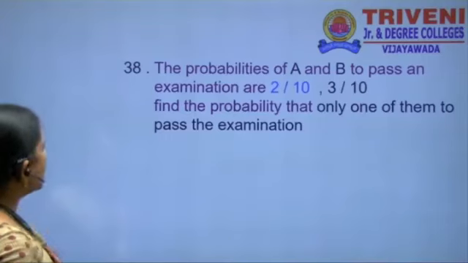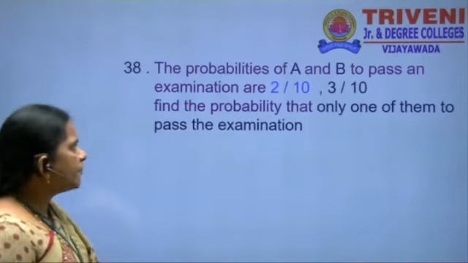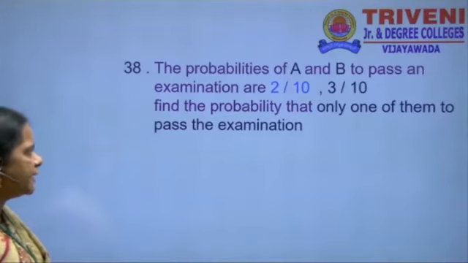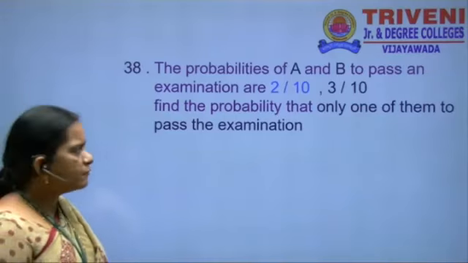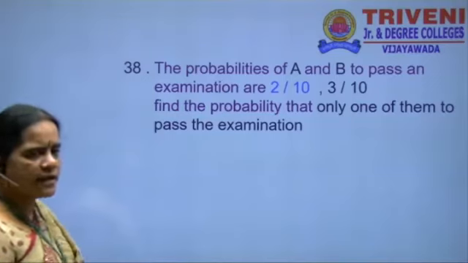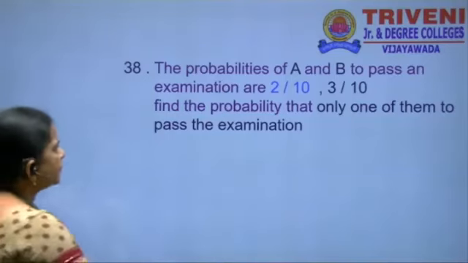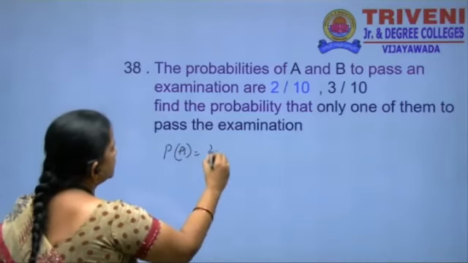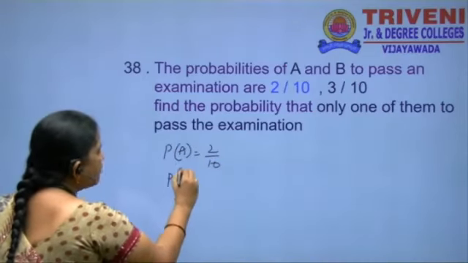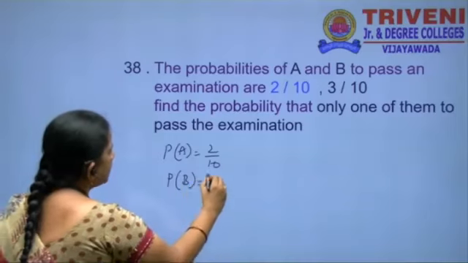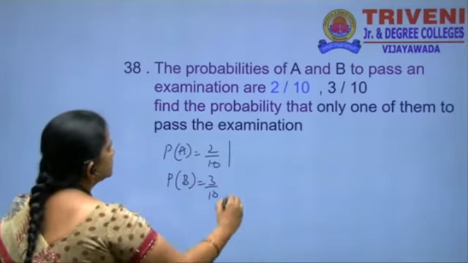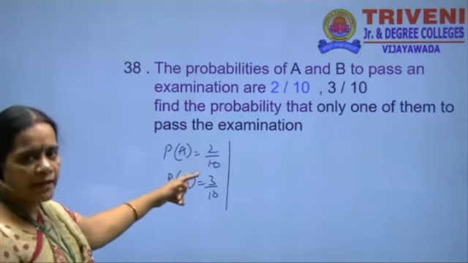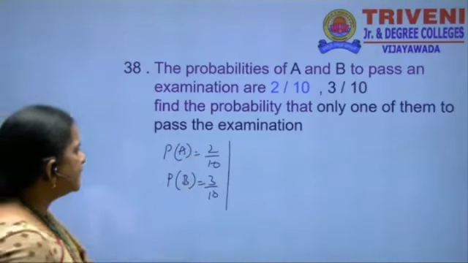The probabilities of A and B to pass an examination are 2 by 10 and 3 by 10. Find the probability that only one of them passes the examination. Suppose they have given the probabilities: P of A is equal to 2 by 10 and P of B is equal to 3 by 10. The probability that A passes the examination is 2 by 10, and B passes the examination is 3 by 10.